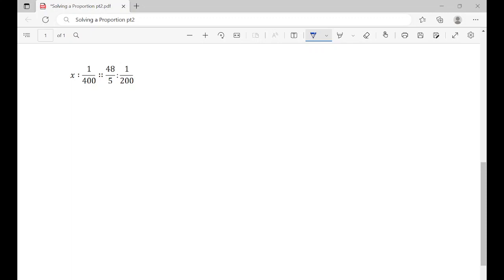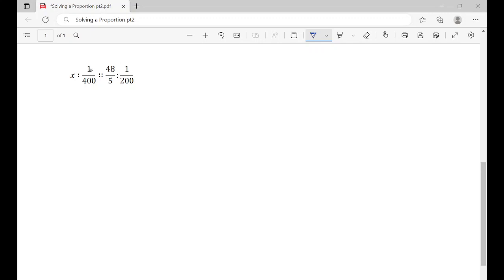Next, we have a really horrible one with a lot of fractions in it. But again, we're going to follow the exact same steps and not treat it any differently. So we have x to 1 over 400 as 48 over 5 to 1 over 200.